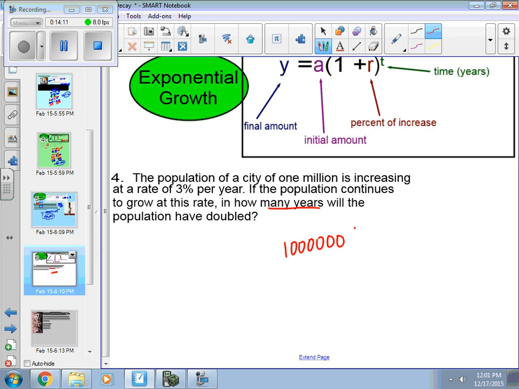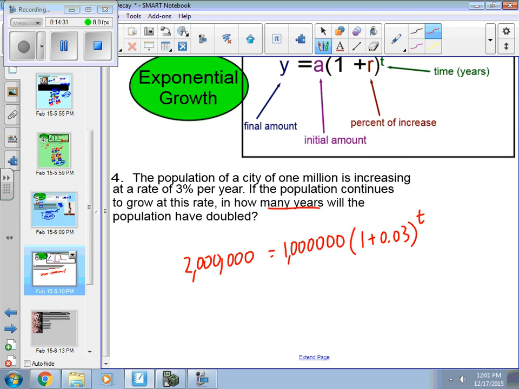is our starting amount. Our rate is increasing. It's 3% as a decimal. That's 0.03. We don't know the time. We do know the ending amount, though. It says how many years will the population have doubled. If the population doubles, there's going to be 2 million people here.